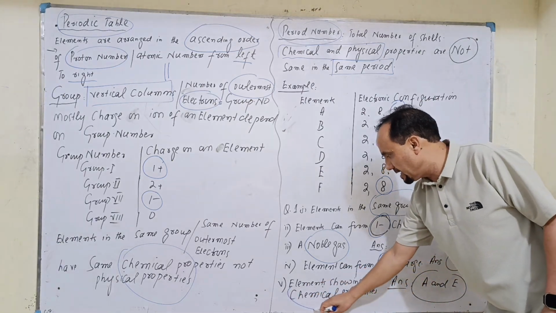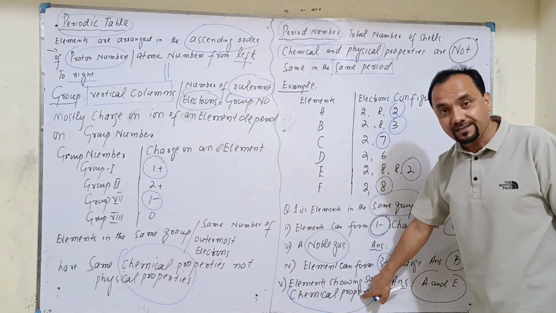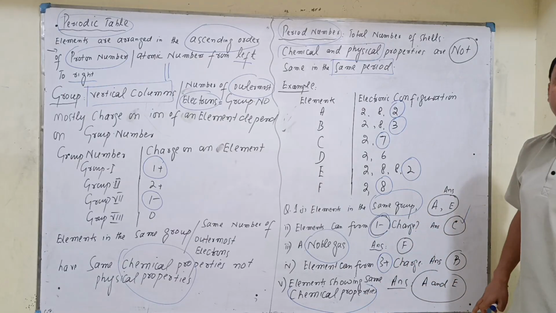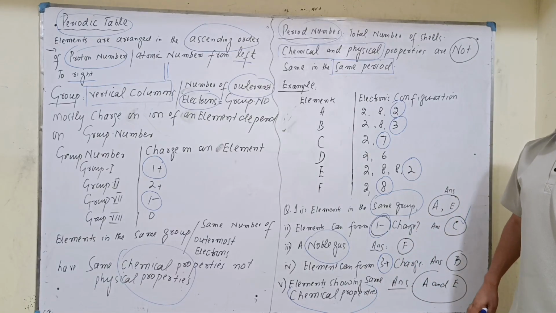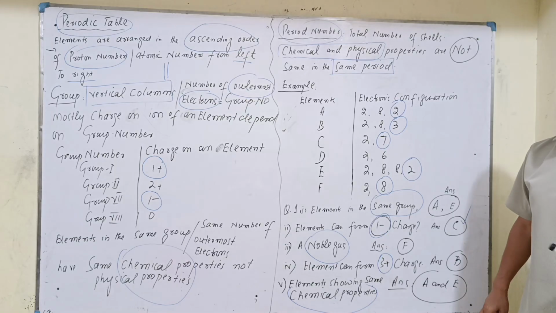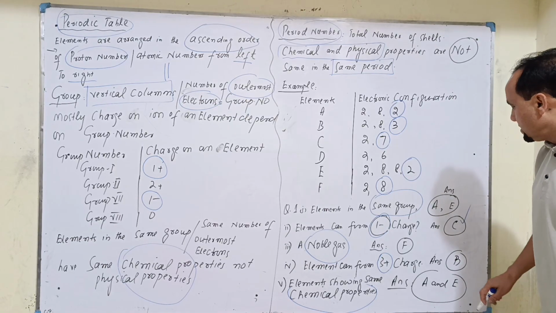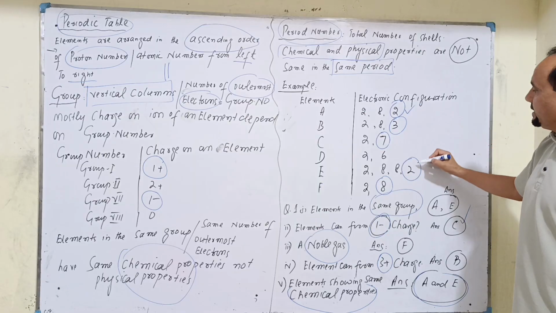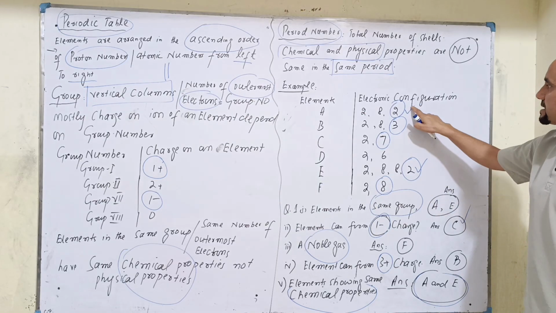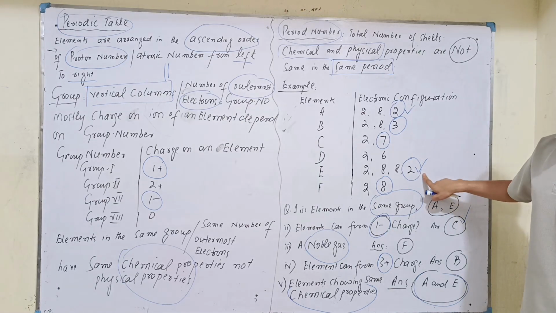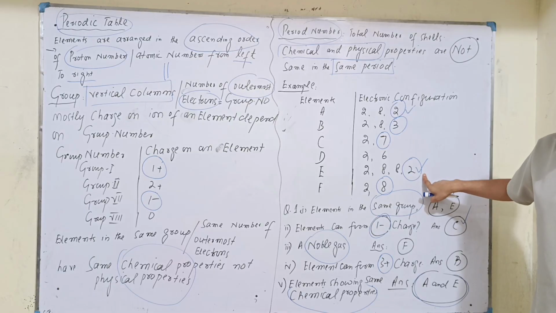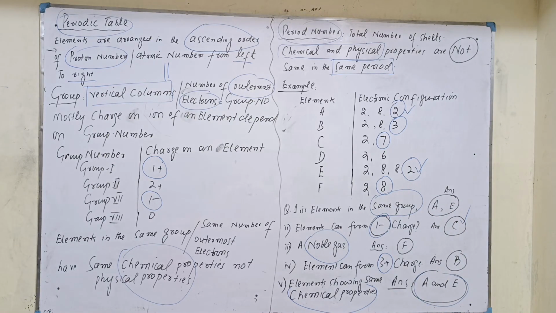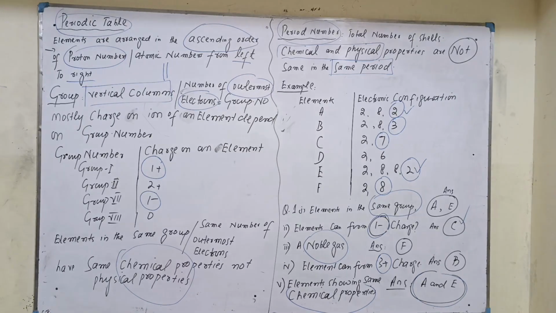Fifth, elements showing the same chemical properties. What is the hint? They must have the same valence electrons. Keep in mind, the chemical properties depend on the number of outermost or valence electrons. So A and E, because A and E both have 2 electrons in the outermost shell, it means they are in the same group, so they have the same chemical properties. So these are the typical questions.